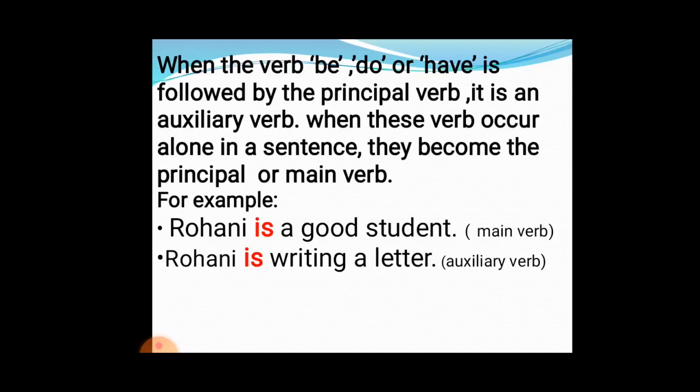Let's see the example. Rohini is a good student. Now here is will act as main verb. Second example, Rohini is writing a letter. Now here we will see is used as an auxiliary or helping verb. It is used with the main verb write, so it is used with writing. So in the same way they can be used both ways. Same way has and have also. We'll see the examples.